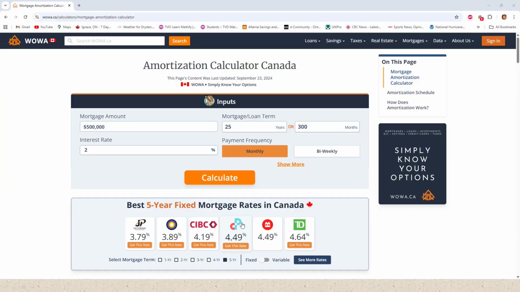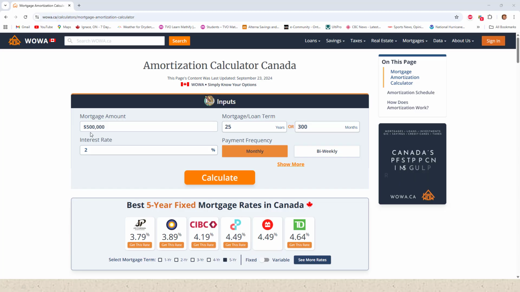Now, if you use one that was set up for the United States, for example, the amount is only going to be very slightly different. But if you live in Canada, use one that's made for Canada. One of the differences is that in Canada, the interest rate is compounded differently than in the United States, so it makes a small difference in how much you're paying.